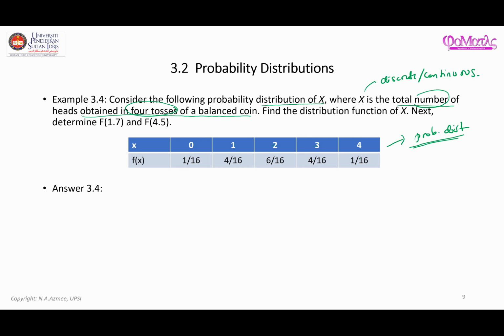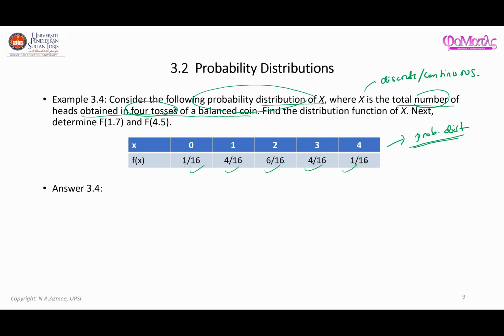Okay, how do we know that this is a probability distribution? Well, if it doesn't tell us, then we need to check. We make sure that all these values are 0 or greater, between 0 and 1 basically. And when you add them up, the result should be equal to 1. We can see clearly that 1 plus 4 is 5, then 11, 15, 16. So 16 over 16. So when you add all these values, it is equal to 1. Therefore, it satisfies the two conditions required for f of x to be a probability distribution.